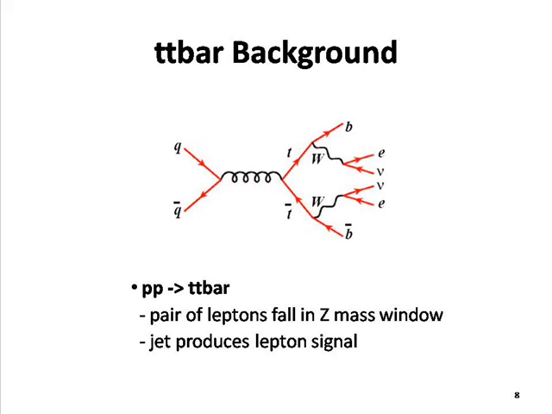And the second one is the TT bar. The TT bar background final state includes 2 same flavored leptons. This pair of leptons, if they fall into a Z mass window, will fake a Z, and the jet will produce lepton signals. Definitely, there's no problem for a jet to produce this kind of signal. So TT bar again is our major background.